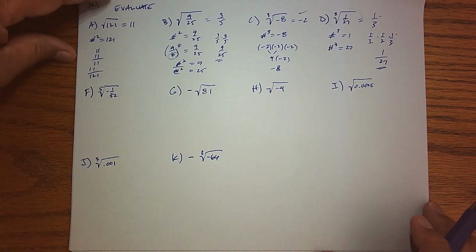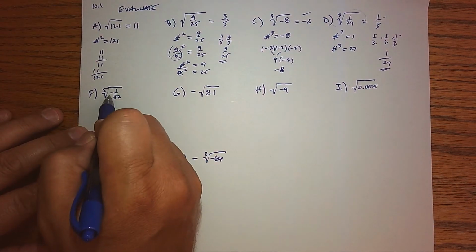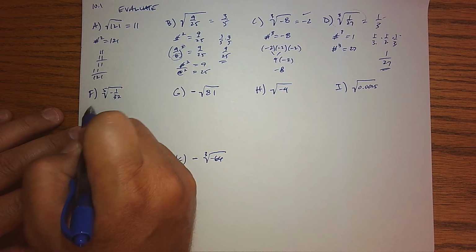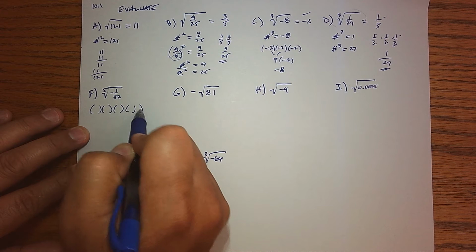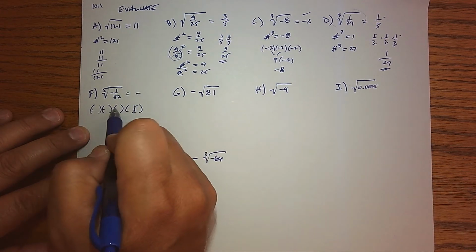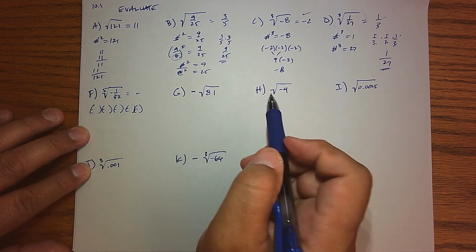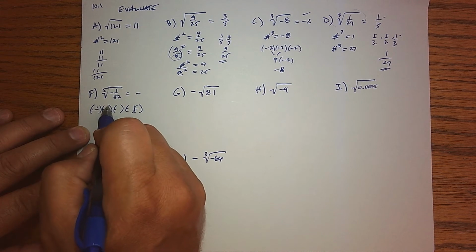So the next one, we have the 5th root of -1/32. So this one's a little tougher. There's a negative involved. But we know that if I take a number and I multiply it by itself 5 times, we will end up with a negative, right? So the first thing we have is it's negative and negative and negative. So what number can you raise to the 5th power and get 1? Well, that's easy. It's 1.